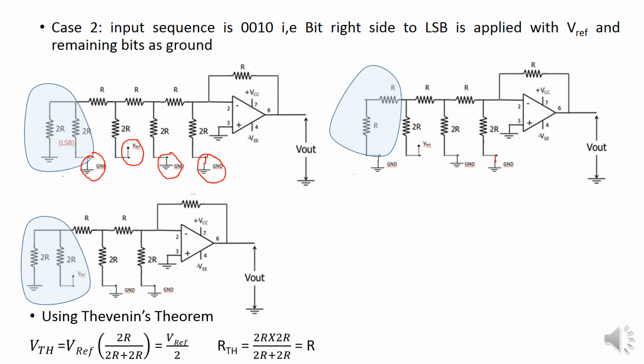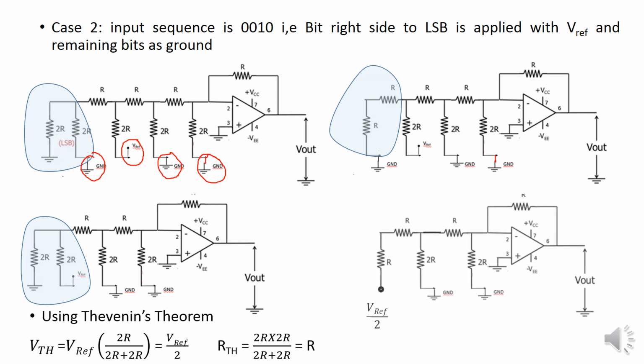So hence the V Thevenin is equal to the applied voltage V reference times the opposite resistance by total resistance, that is V reference by 2. The RTH is the parallel combination of two 2R resistors, which is R. Now the modified circuit will be with VTH and RTH, which is equal to R. So that is represented here.